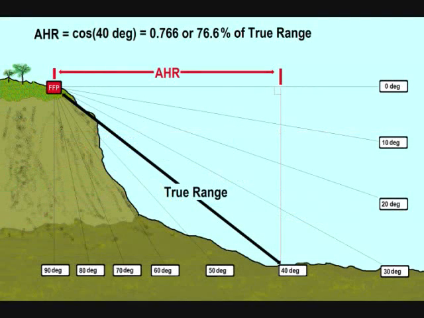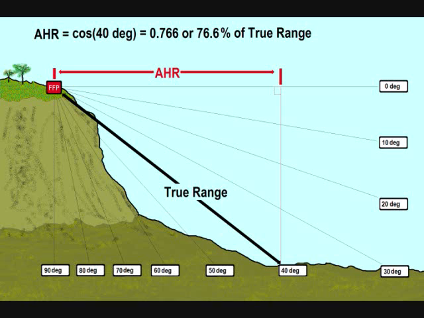Again, our true range, like we said before, was 1,000 meters, but we're shooting at 40 degrees, so our actual horizontal distance is actually only 766 meters. Now, if we didn't use our true range for our corrections here, there's even a bigger difference. There's a 76% similarity between the two in this case, so there's a bigger difference. What did we say it was?